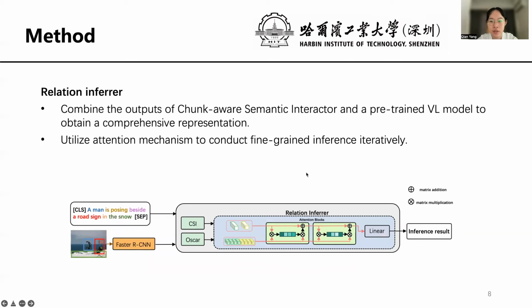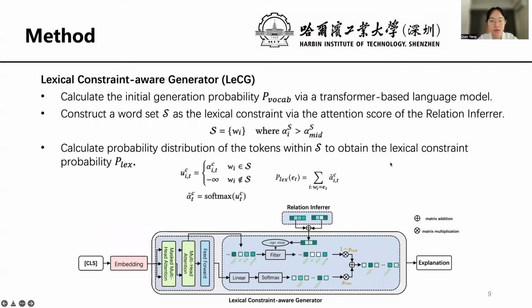Then the relation inferer combines the outputs of the chunk-aware semantic interactor and the pre-trained vision language model to obtain a comprehensive representation. Then it utilizes an attention mechanism to conduct fine-grained inference. Last, the lexical constraint-aware generator is used to generate explanations that are faithful to the inference process.